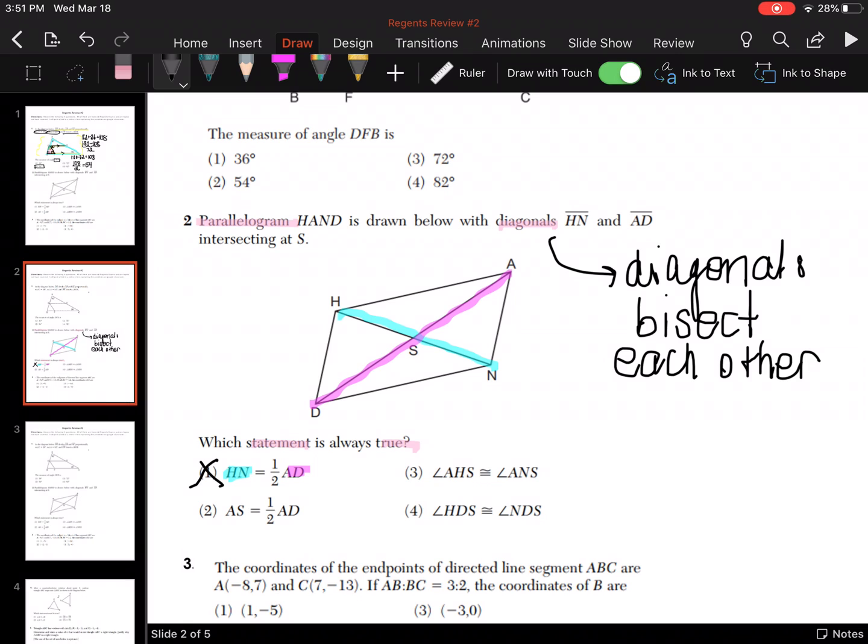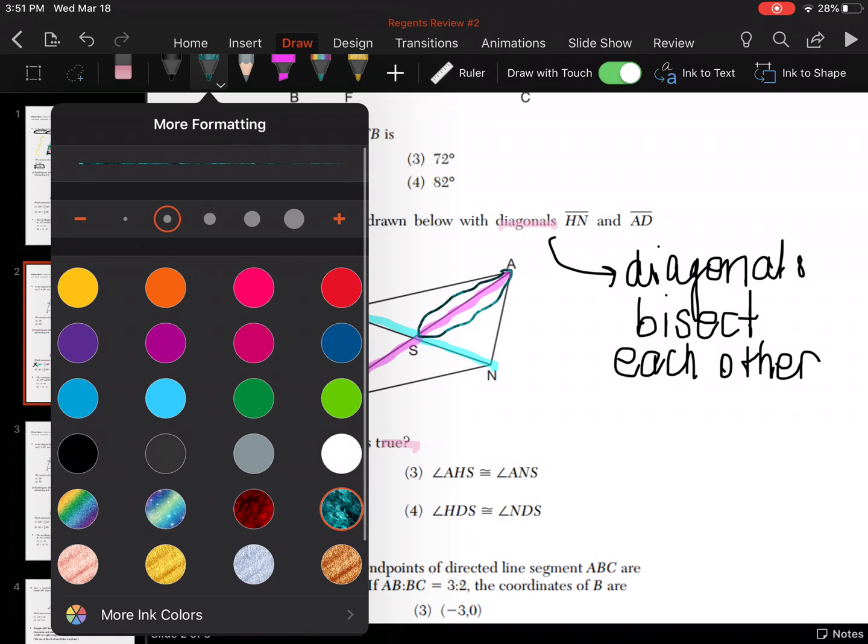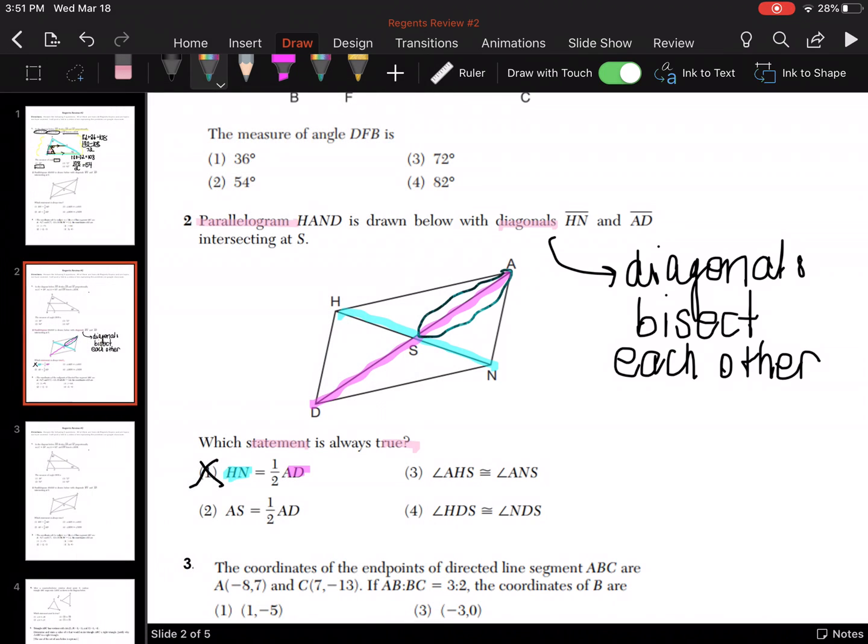Now let's look at AS. I'm going to use a fancy pencil as per my son. Okay, so here's AS, this nice glitter pen. AS is right there, and they're saying that AS is half of AD. Let's use this rainbow one to make it pretty. It's half of AD. Oh, so pretty. All right, so common sense-wise, it does look like it's half, and we do know that diagonals bisect each other, which means they cut each other in half.